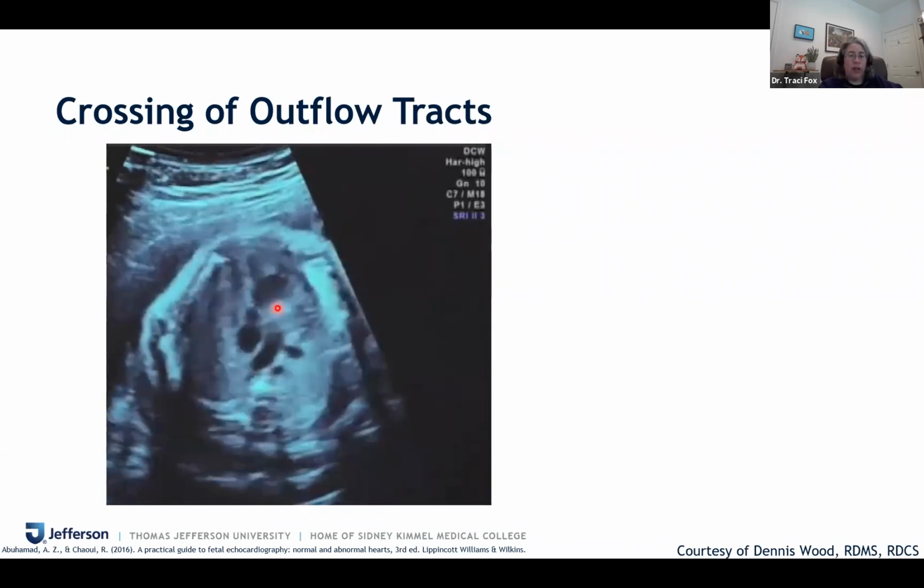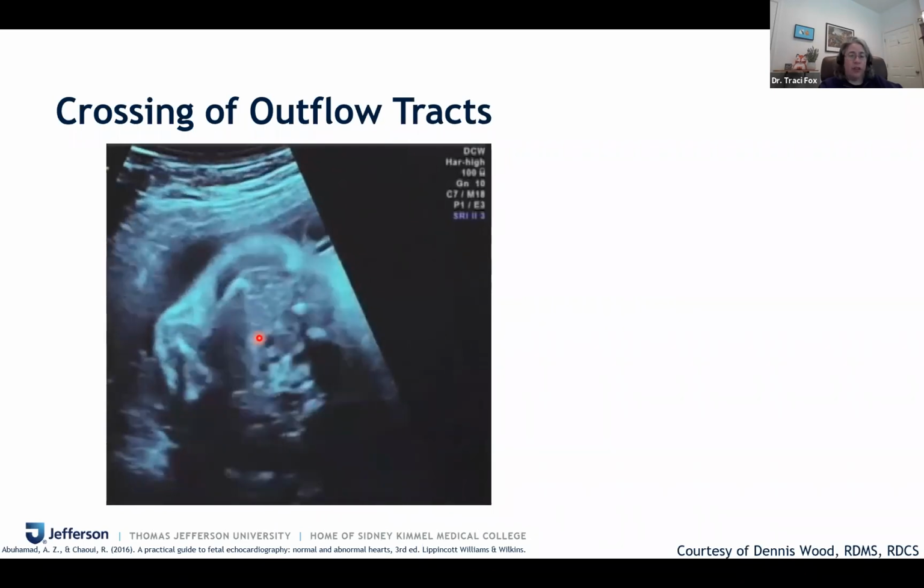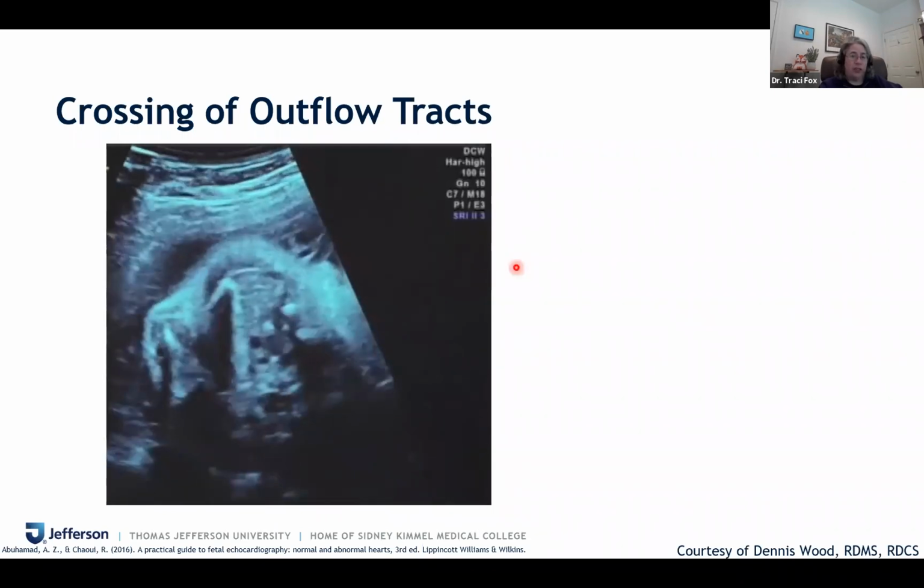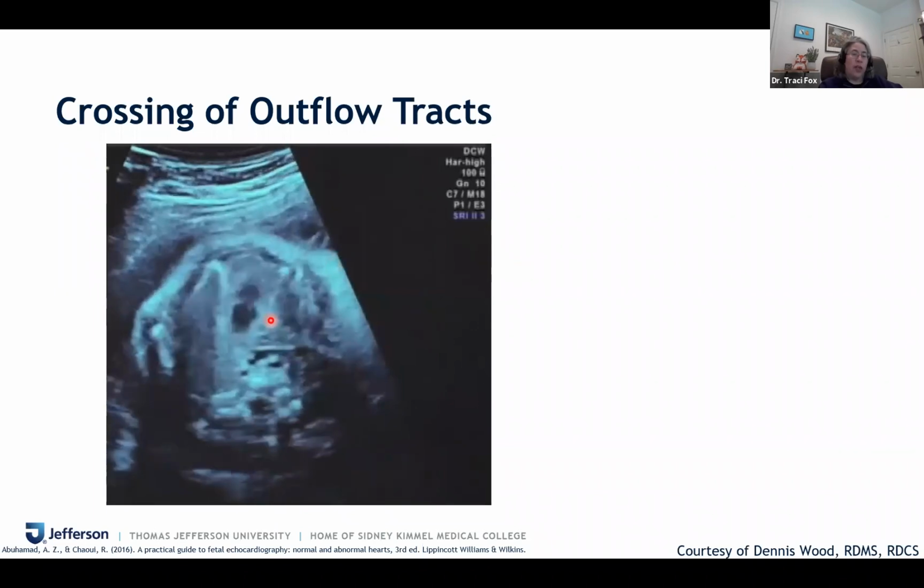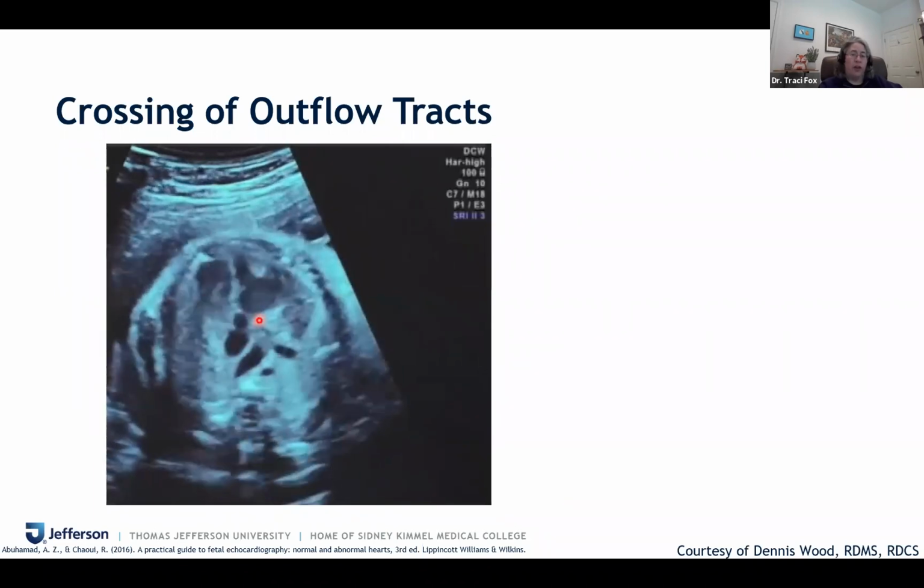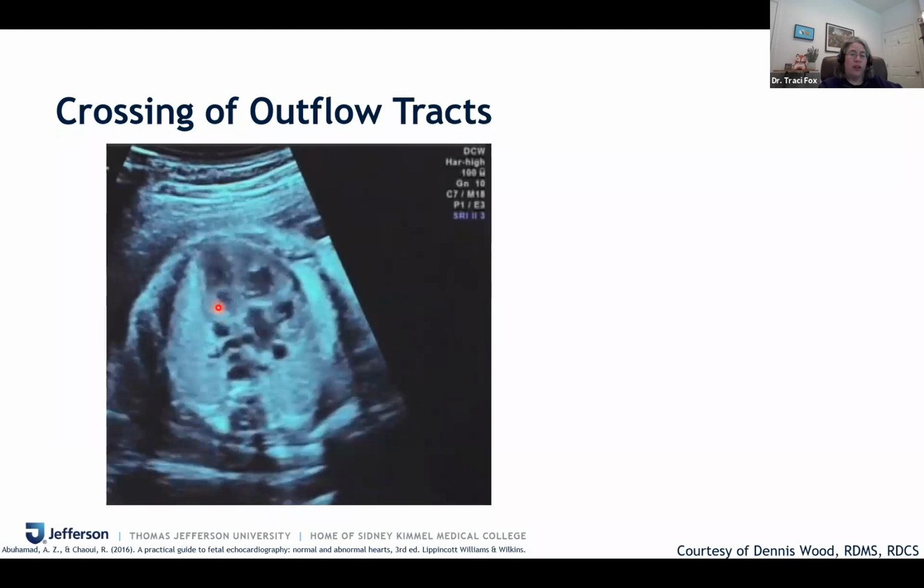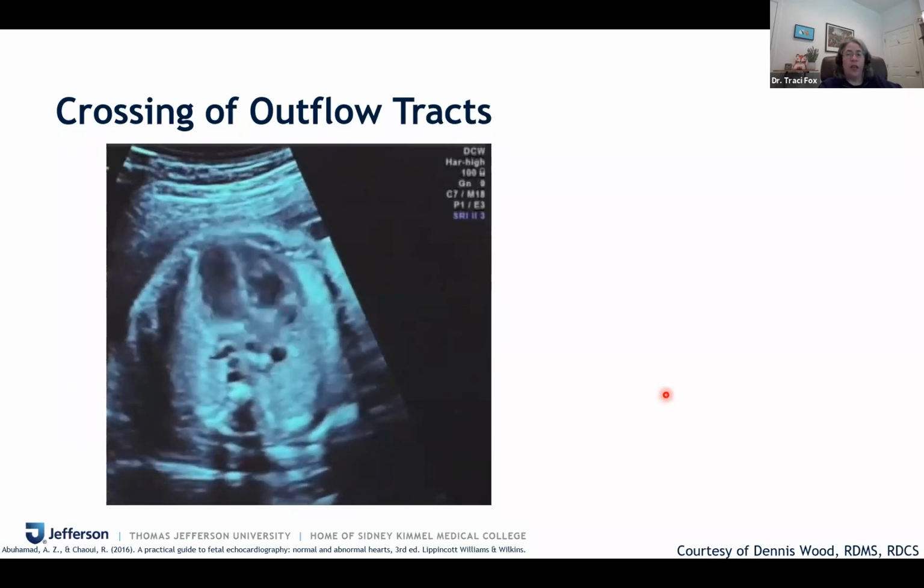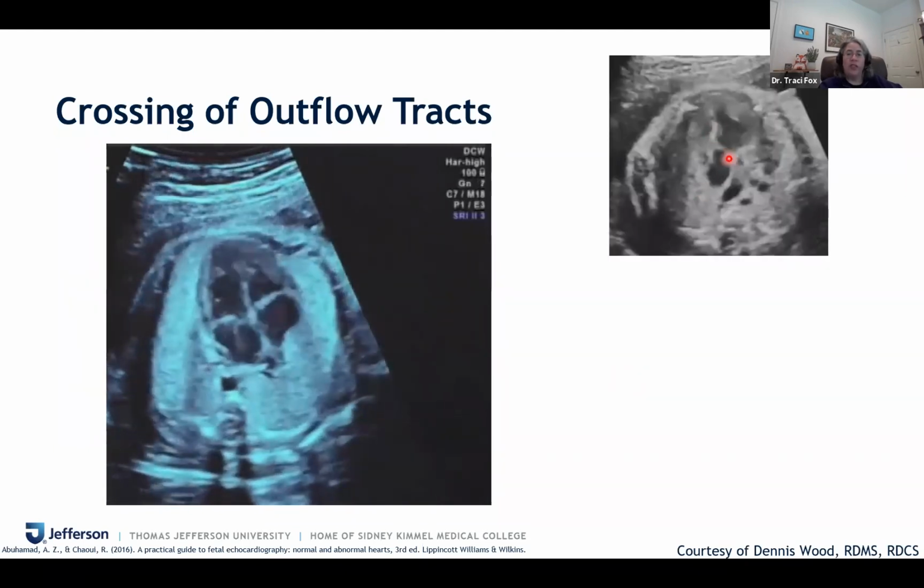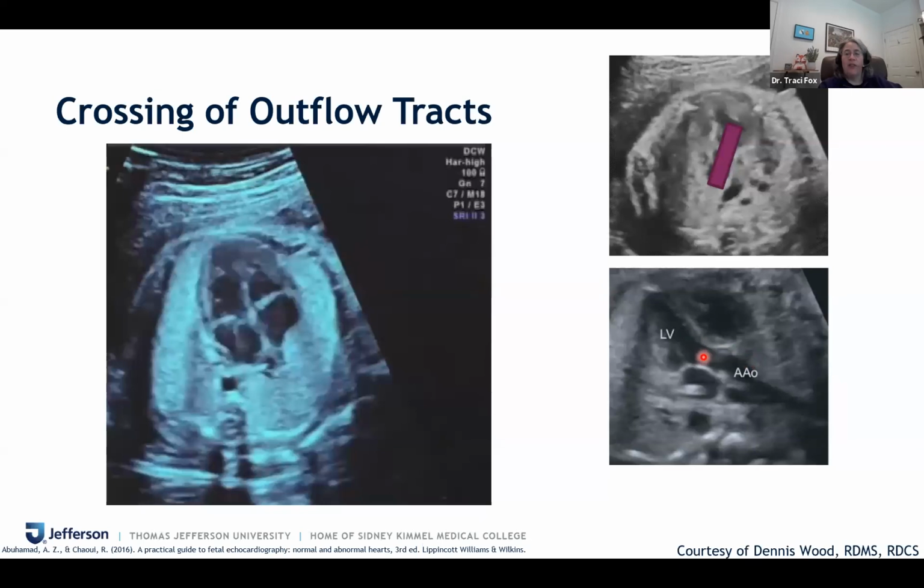Remember, the right ventricular outflow tract or the pulmonary artery is anterior to the aorta, right? So here's the anterior pulmonary artery. And if I go more posterior, there's the LVOT going this way. So here I took some stills. Here's the pulmonary artery at that angle. Here is the left ventricular outflow tract and the aorta at this angle. They must cross.